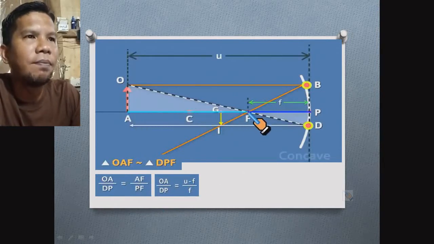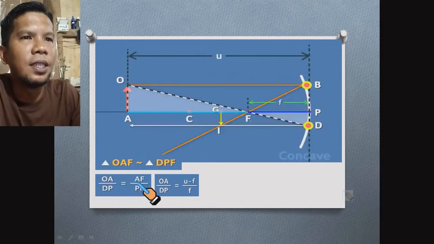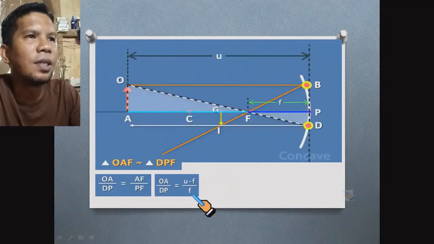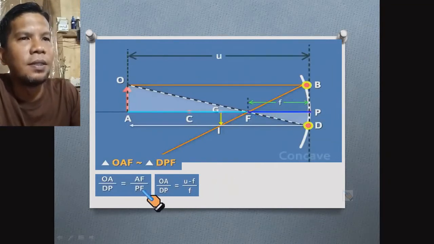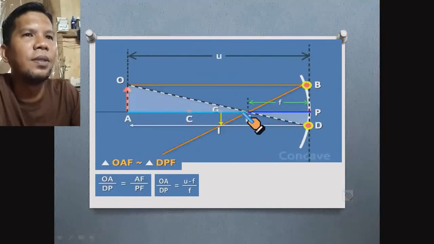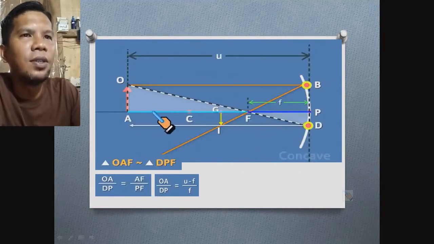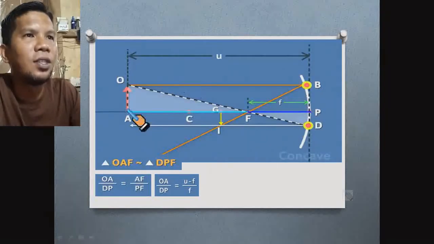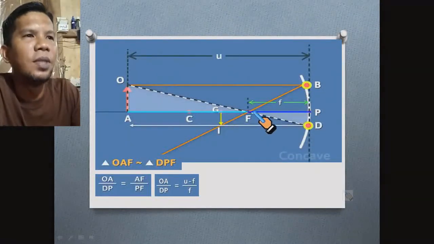Now, U minus F. AF, your AF, this one, AF. AF becomes U minus F. Bakit ganun? No? Bakit naging U minus F? Yung PF madali lang. PF is just the distance of the focus to the pole. Kaya naging F siya. Yan, yung PF. Now, yung AF mo. Since your A to P is just U, A to P is just U. And you have this one, AF.